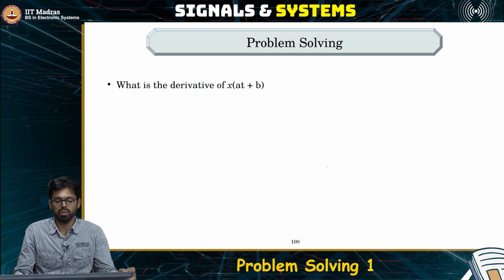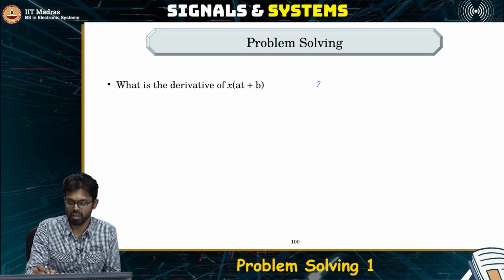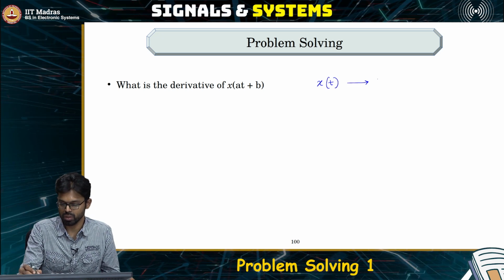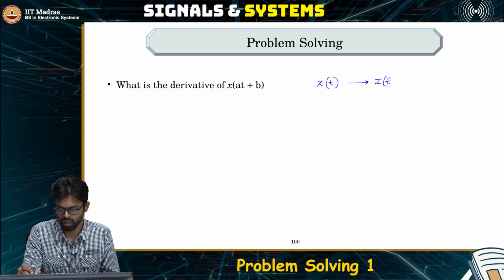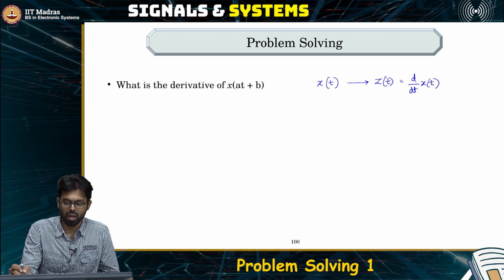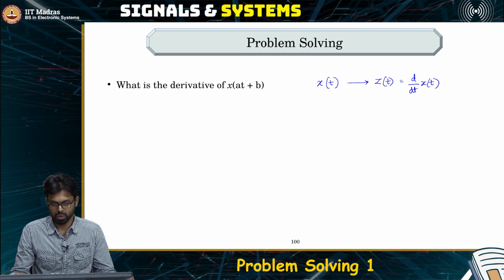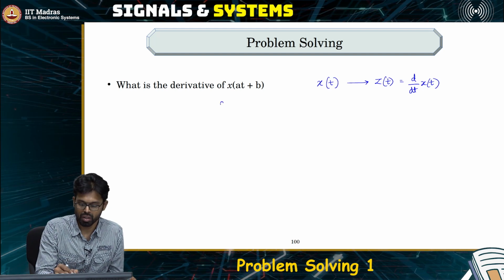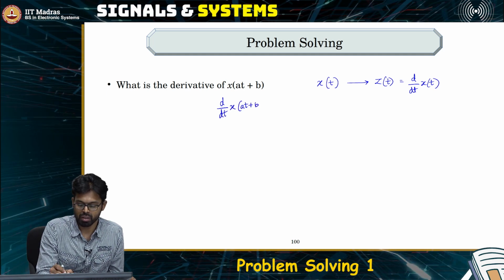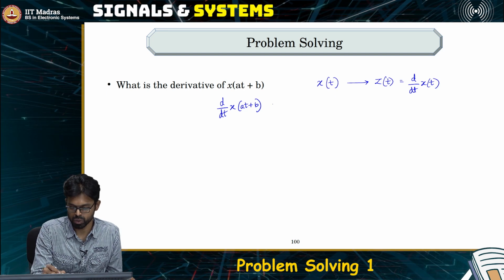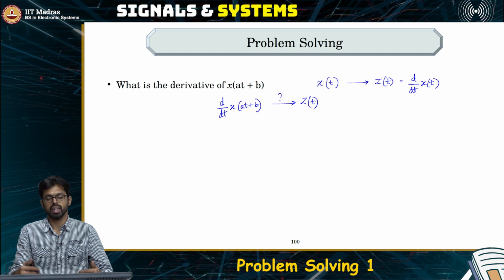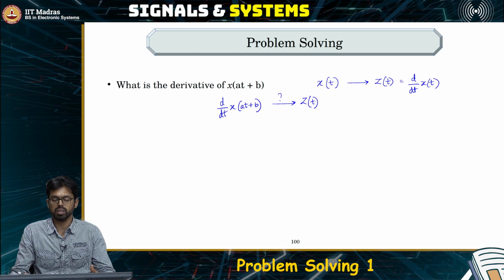Okay. Now, if somebody gives you a signal x of t and then says that I know the derivative of the signal x of t, and that is equal to, let us say, some z of t, which is equal to some d by dt of x of t. What is now the relationship between the derivative of x of at plus b and z of t? How is this related to z of t? So, given z of t and x of t, can you find out the derivative of x of at plus b?